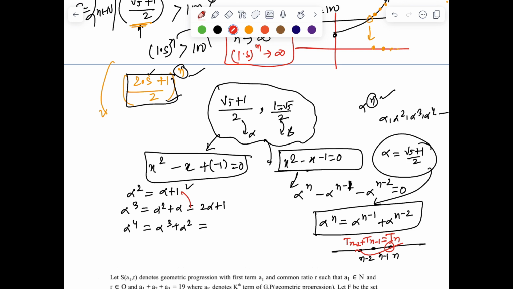So alpha 4 will come as the sum of its previous neighbors, so 2 alpha plus 1 and alpha 3, that is, 3 alpha plus 2. Just have to add these two. Again, if I add these two quantities, I'll get alpha 5, which is 5 alpha plus 3, and we can keep on doing this. Okay.